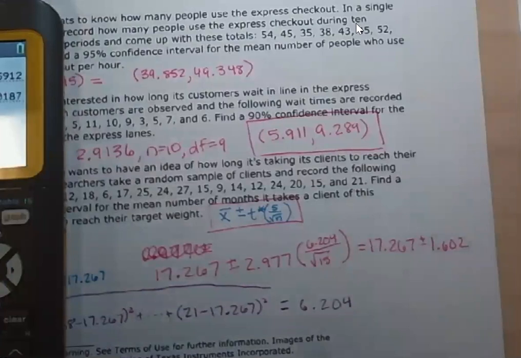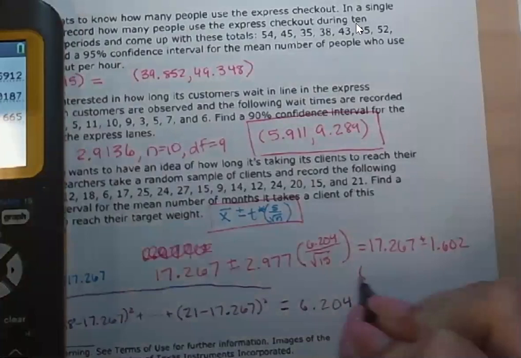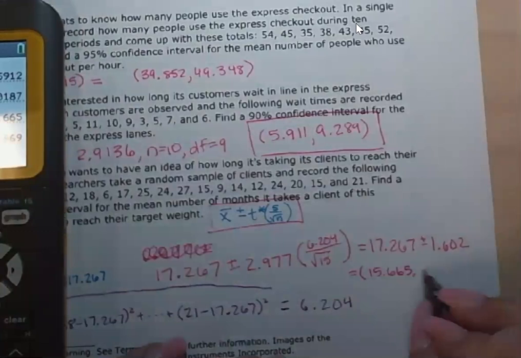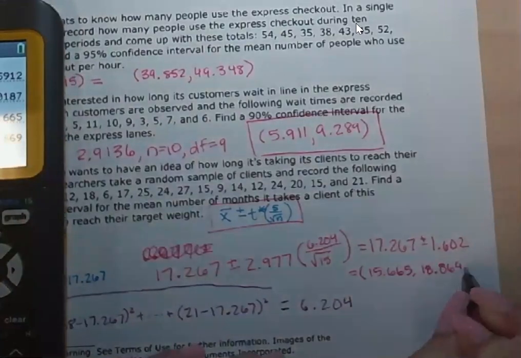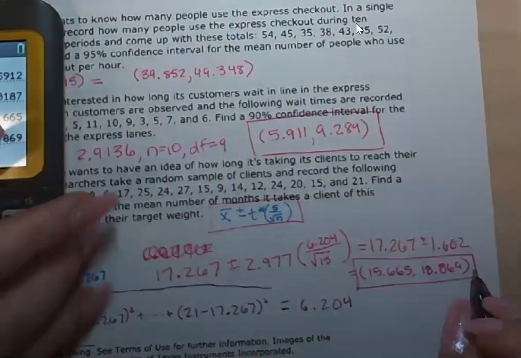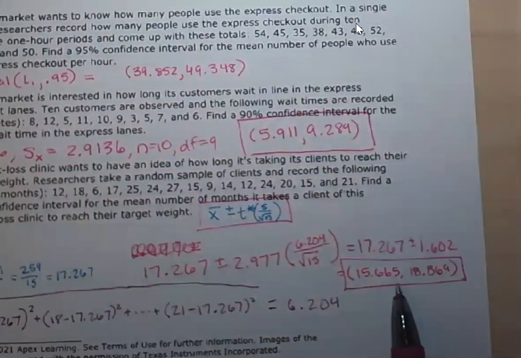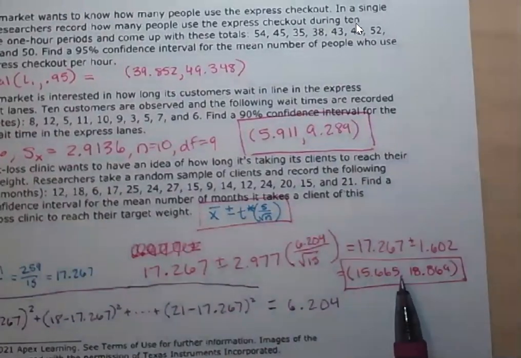17.267 minus 1.602 is the lower bound, 15.665. The upper bound, 17.267 plus 1.602, is 18.869. Okay, so there it is, our 99% confidence interval for the true population mean of this T distribution.